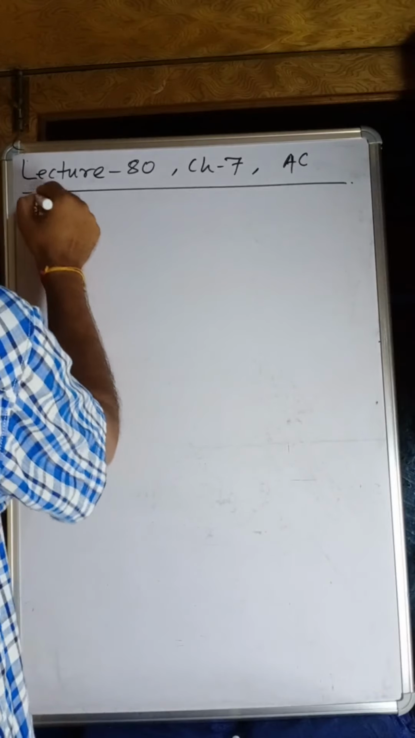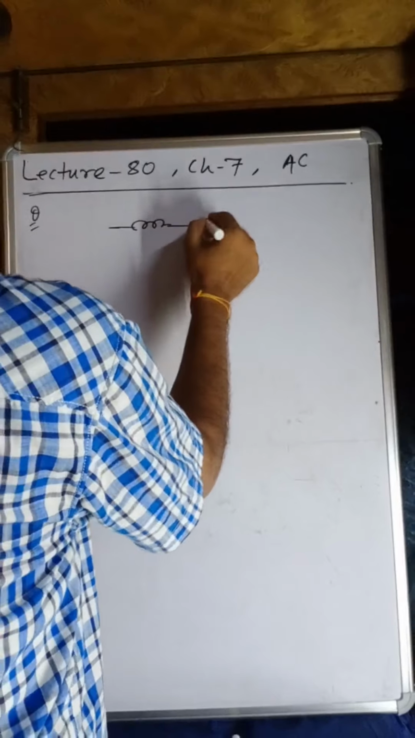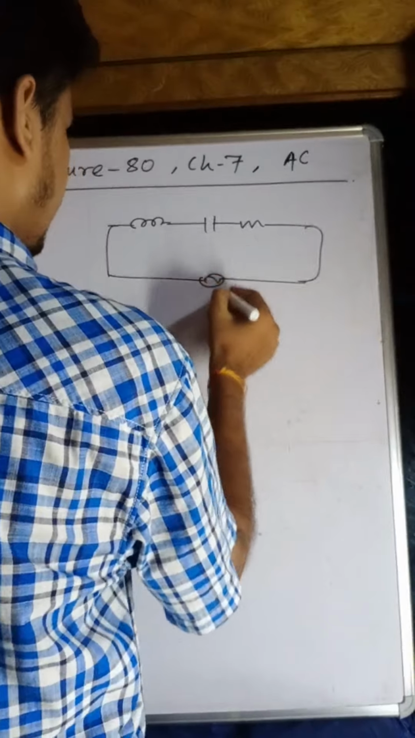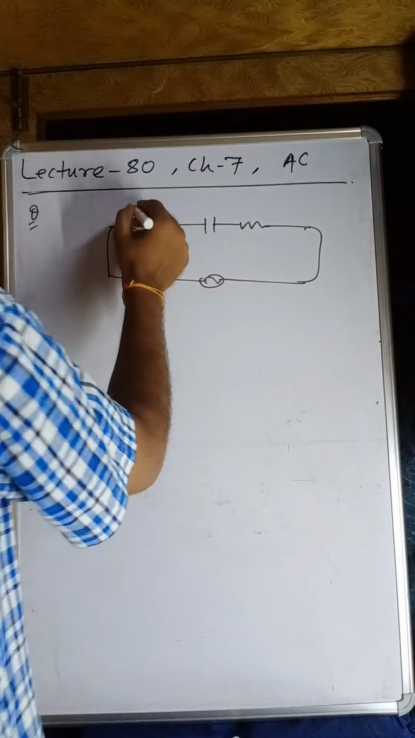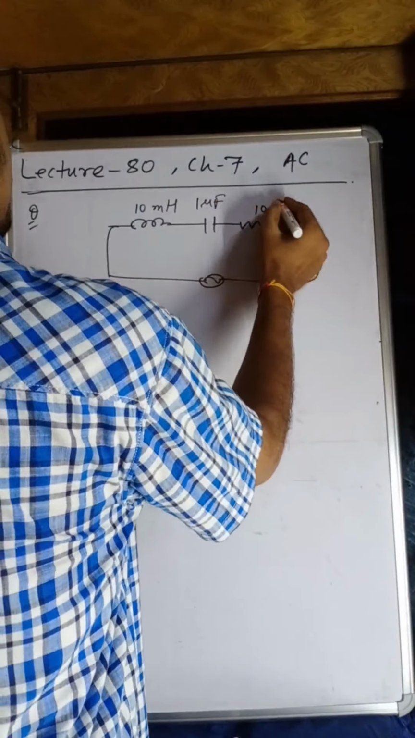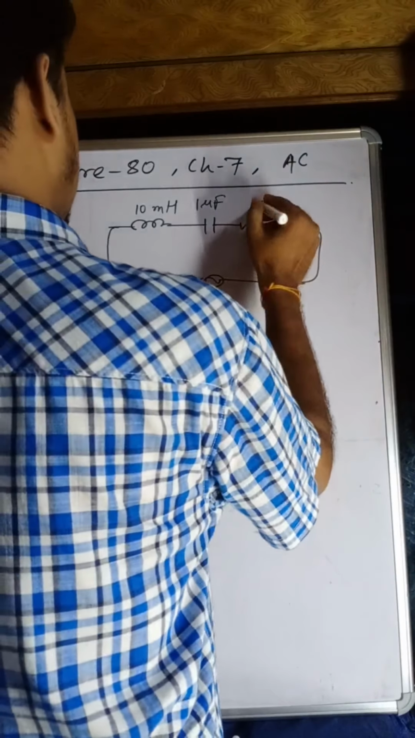So the next question, my dear students, we have an LCR series circuit under AC supply, in which the values are given as 10 millihenry, 1 microfarad, and 10 ohm of resistor. Okay, for simplicity, let it be 3 ohm. The answer will be a particular value.